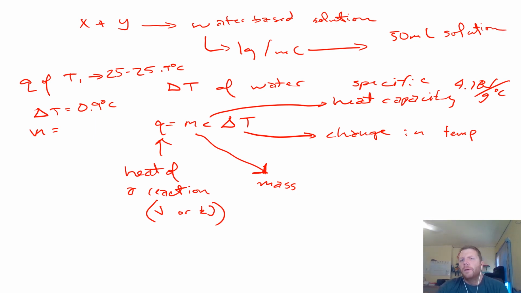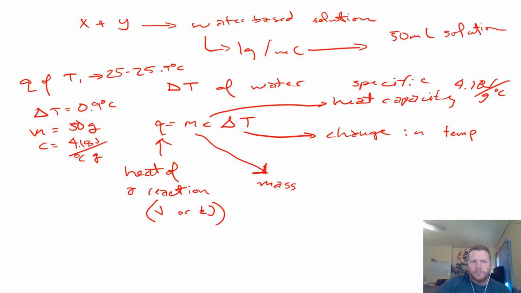Now, the density of water is 1 gram per milliliter. We're going to use that as our density of our solution. If we have 50 milliliters of our solution, that means we have 50 grams of our solution. So we've got those two variables, M and delta T. The last one is our specific heat capacity, C, which is 4.18 joules per gram degree Celsius.